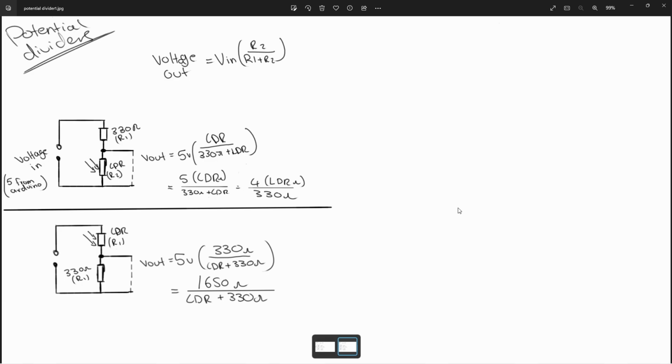Now before I go into the different arrangements of the LDR, we have to understand what a potential divider is. A potential divider, also known as a voltage divider, is achieved when you have 2 resistors in series. There's a formula to calculate voltage out, which we're going to use throughout the 2 arrangements, which equals voltage in multiplied by R2 divided by R1.